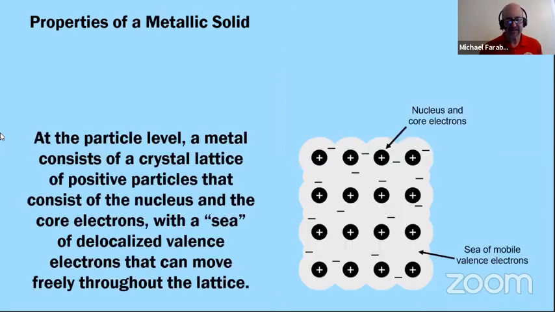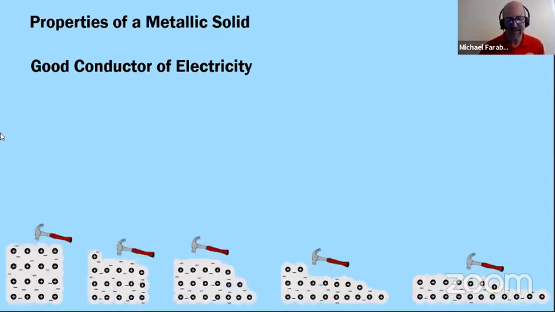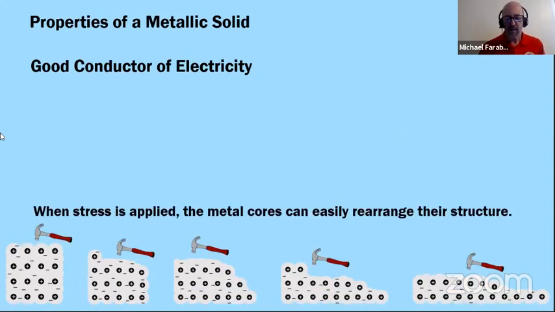Properties of a metallic solid. We talked about how they are good conductors of electricity because of the mobile valence electrons. So it has a sea of delocalized mobile valence electrons. As far as it being brittle, it's actually not brittle. Metals tend to be rather malleable. So if you apply stress, it tends to sort of mold and reform and flatten. You can flatten them into sheets and draw them into wires because the metal cores can easily rearrange their structures within that metallic bonding model.